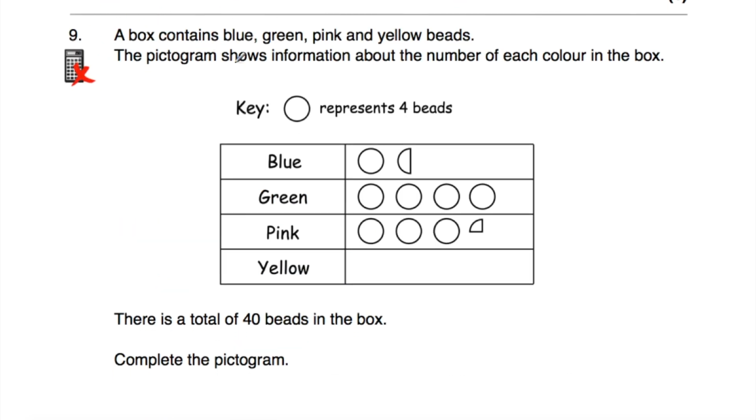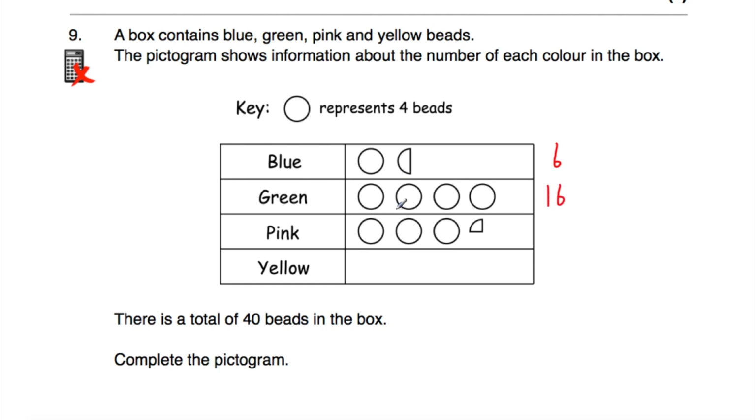So question number 9 says a box contains blue, green, pink and yellow beads, and the pictogram shows information about the number of each colour in the box, and a circle represents 4 beads. So here we've got 4 for blue and then another 2, so that's going to be 6 blue beads. For green, there's 4, 8, 12, 16 green beads.